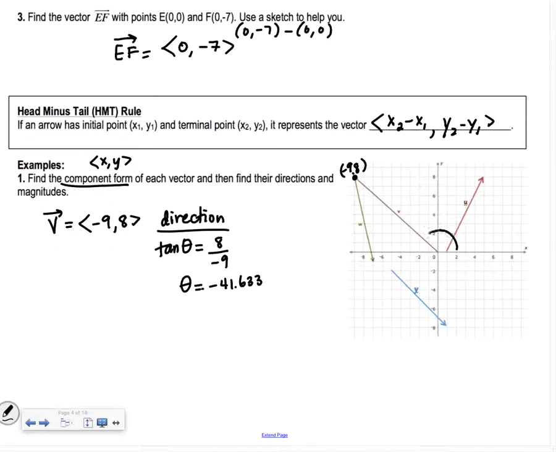-41.633. Do we think that's what this angle is right here? No. You add 180 to it. Let's see what happens. Do we think it looks like 138.366? Yep, I think it is.